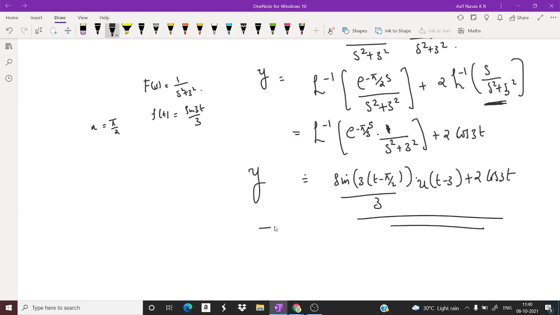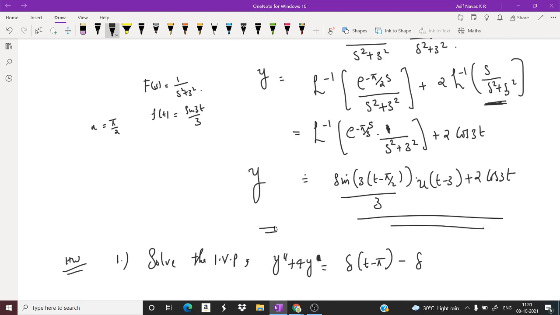So that is y. So similarly, you can do other problems. I will give you a homework: solve the IVP y double dash plus 4y, sorry, plus 4y is equal to delta of t minus pi minus delta of t minus 2 pi, where y of 0 is equal to 0 and y dash of 0 is equal to 1. So please do this problem.